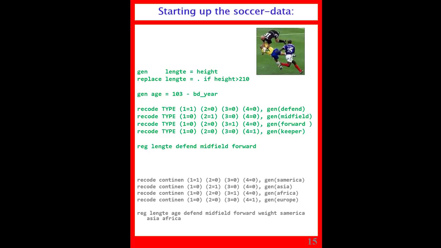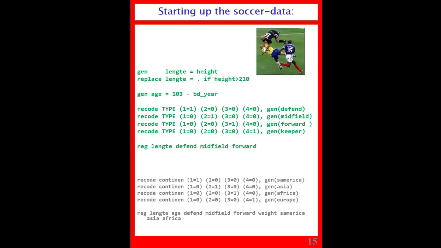Then there was one categorical variable, player type, number 4: a goalkeeper, a defender, a midfielder, and a forward. So what I do here is I have 4 categories, I create 4 dummies, and here I do it using the recode command, creating 4 categorical variables: defend for defender, midfield for midfielder, forward for forward, keeper for keeper. And I could run a basic regression here already.